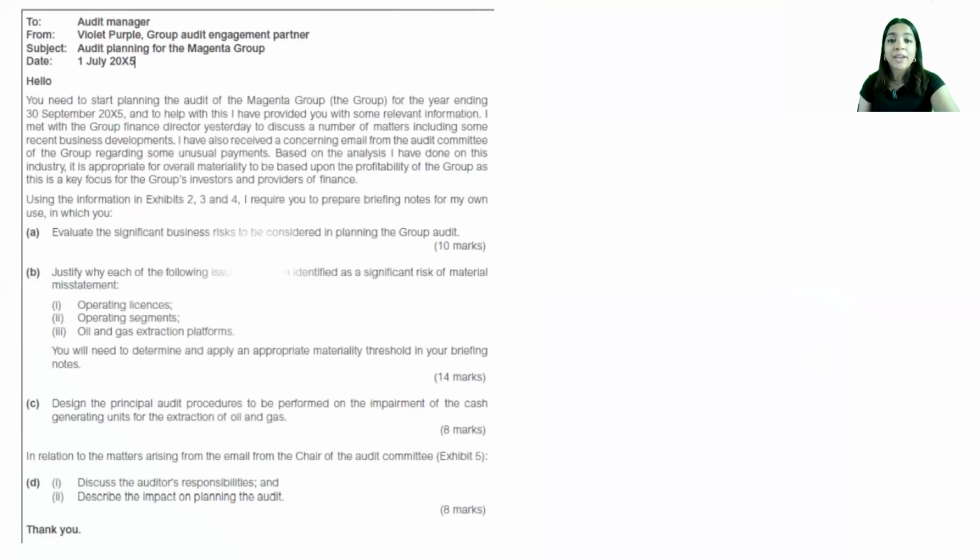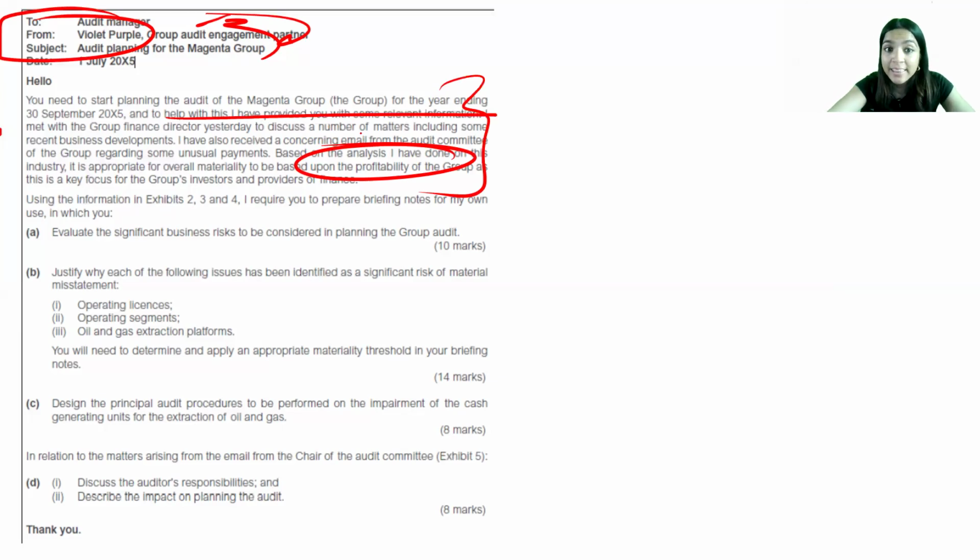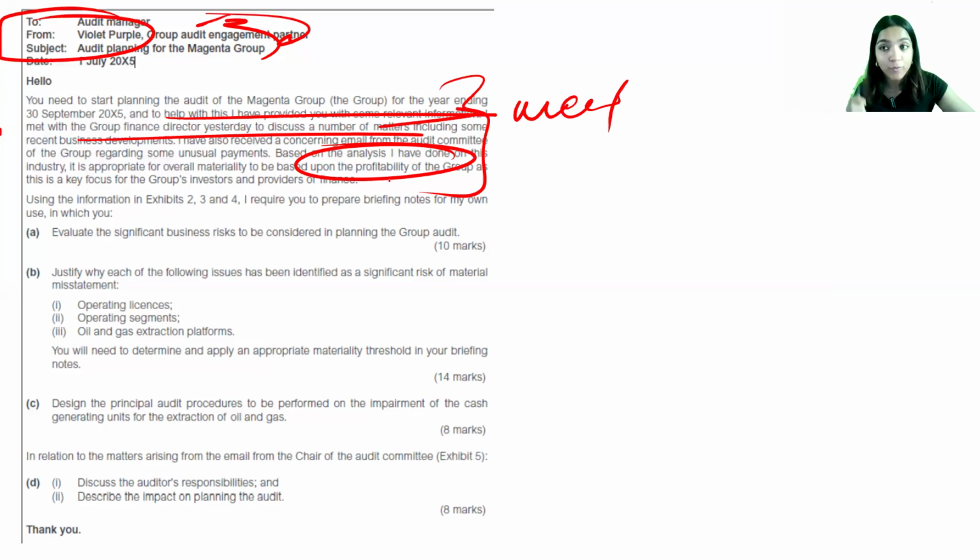Now, coming on to the question that we have in the examiner's report, the Magenta Group. If I read its partner's email, guys, to and from, please ensure that whenever you are writing to and from in the briefing note in your answer, you would just do it vice versa. Then finally, you are given that profitability is the basis for the materiality. Sometimes in this paragraph, you are also given whether it is a new client or old client. So make sure that you read that information also.